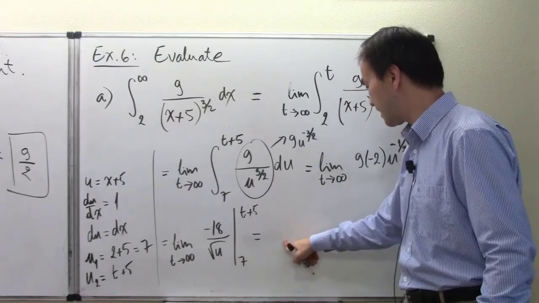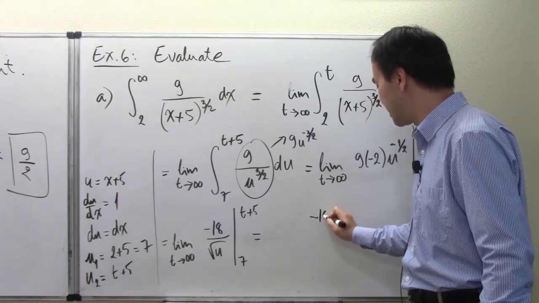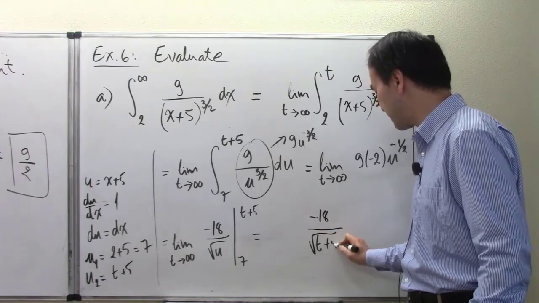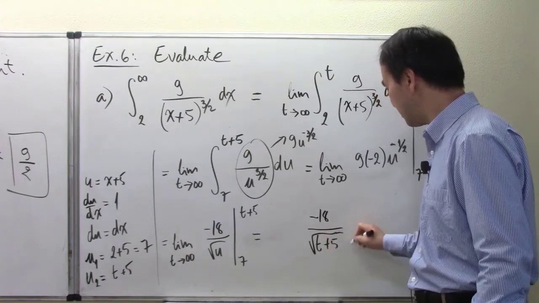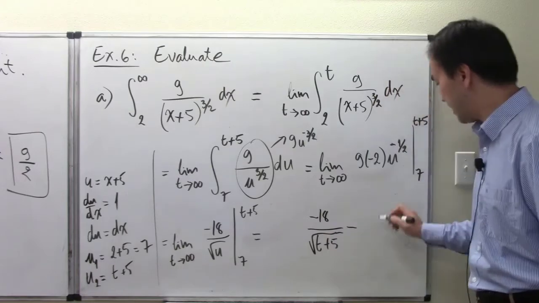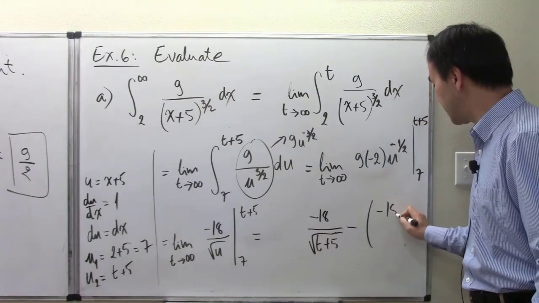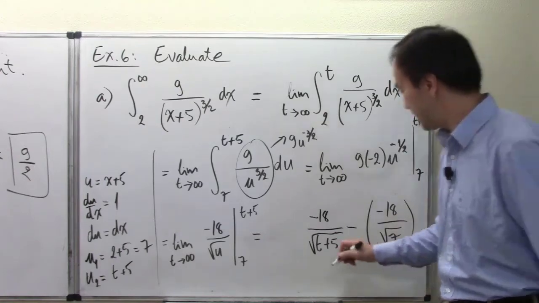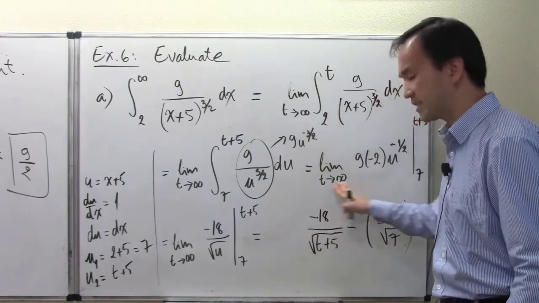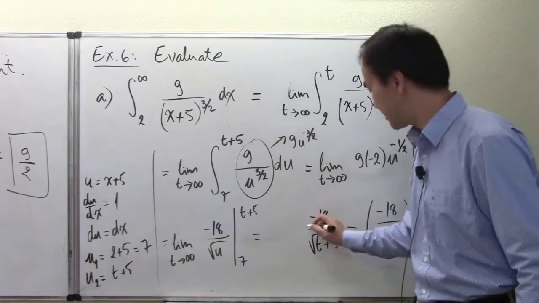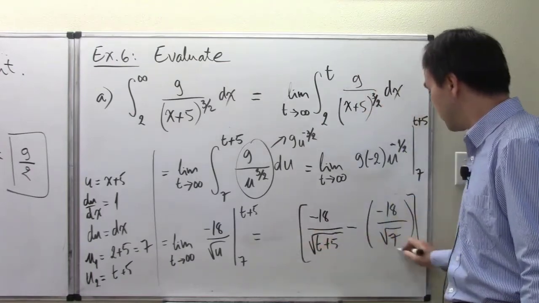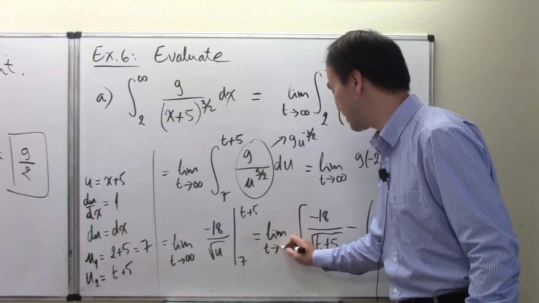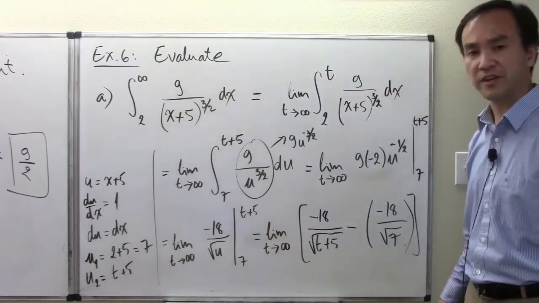So what I'm looking at now is minus 18 divided by square root of t plus 5. Okay. And then I'm going to subtract, and then now I'm going to have negative 18 over square root of 7. And now this current expression is entirely in terms of t, and so it makes it consistent with our work here that we desire to take limits as we let t approach positive infinity.